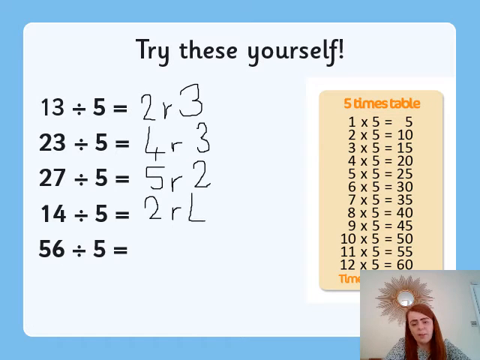10 adds 4 makes 14. And here we've got the last one. I've saved the trickiest one for last. And it's saying 56 divided by 5. How am I going to work this one out?